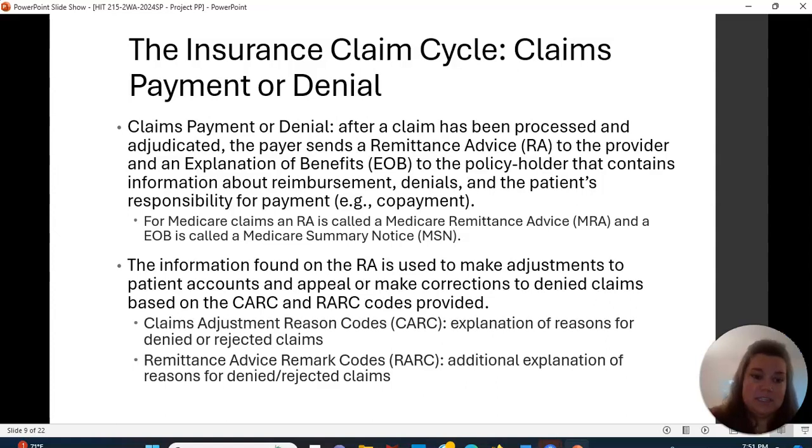So the CARC is Claims Adjustment Reason Codes, which explains reasons for denied or rejected claims. And then the RARC are Remittance Advice Remark Codes that provide additional explanation of reasons for denied or rejected claims. So these are very important in determining what our next steps are. Can this be resubmitted? Can this be corrected and then resubmitted? Or are there no other steps we can take?